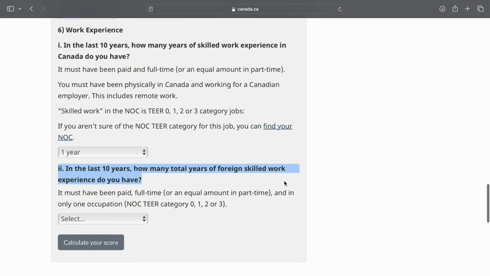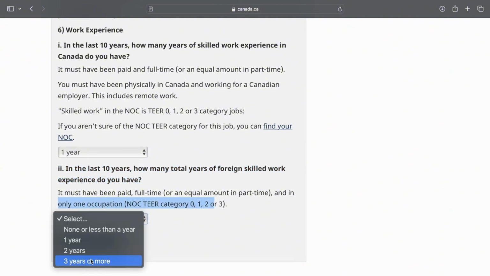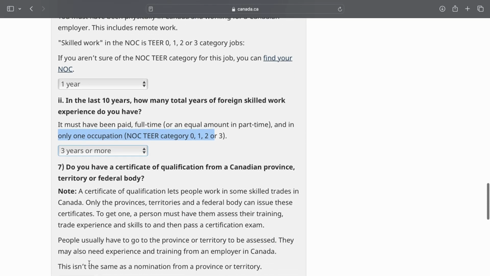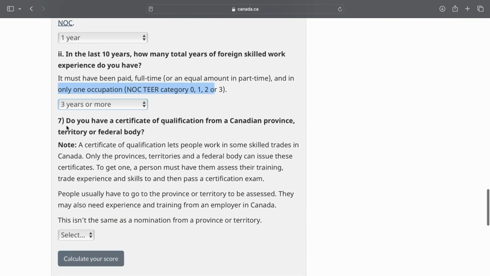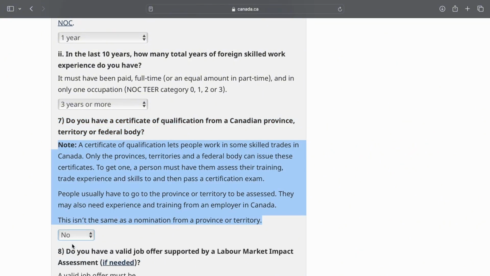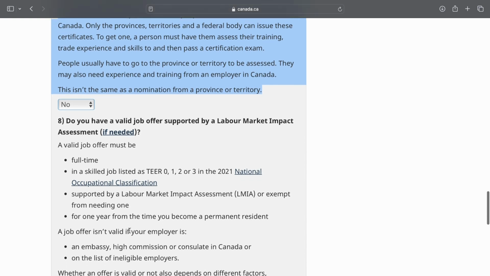Next is your foreign work experience. This is work experience outside Canada, and we'll assume this person has 3 years or more of skilled work experience from their home country. And next is certificate of qualification. This applies mostly to trades. It doesn't apply here, so we select no.